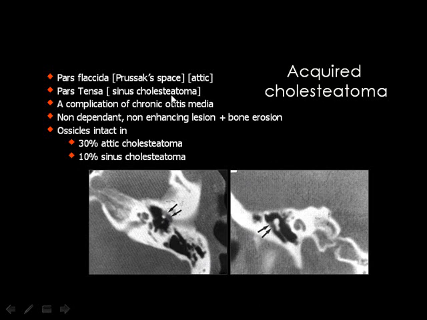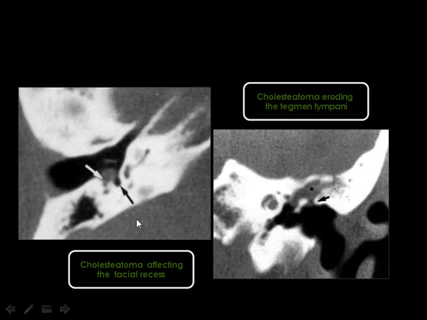Then the sinus cholesteatoma occurs in the sinus tympani, which is adjacent to the facial nerve, separated from it by the tympanic pyramid. Then here, can you see this cholesteatoma occurring in? No. It is not in the sinus tympani. Yes, it occurs in the facial recess. This is the sinus tympani, which is clear. And this cholesteatoma hits the facial nerve canal. This patient may complain of facial nerve palsy because the cholesteatoma is centered in the facial recess.